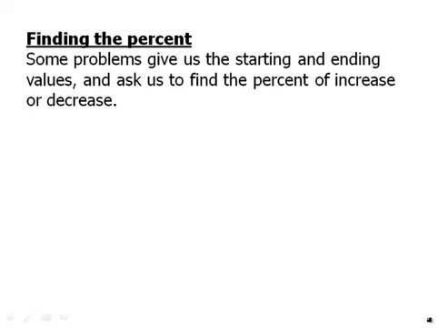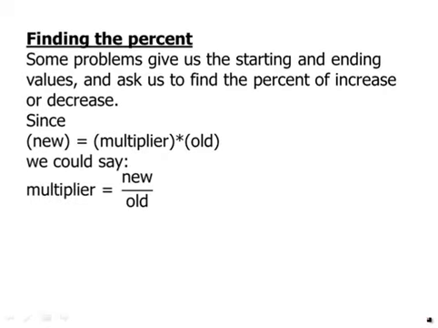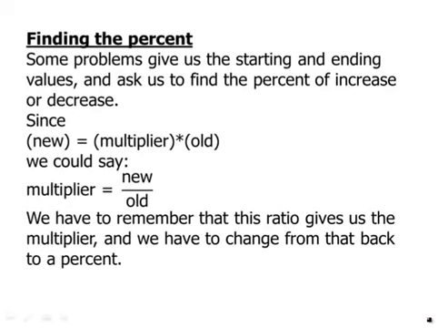Finally, finding the percent. Some problems give us the starting and ending values and ask us to find the percent of increase or decrease. Since the new equals the multiplier times the old, we could say that the multiplier equals the ratio of new price divided by old price. We have to remember that this ratio gives us a multiplier, and we have to change from that back to a percent.